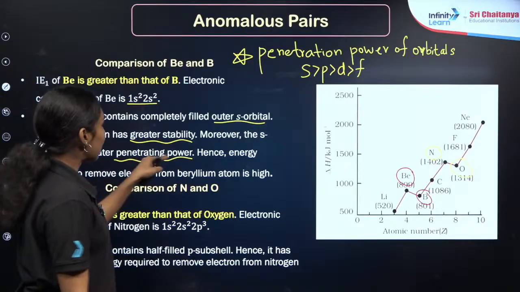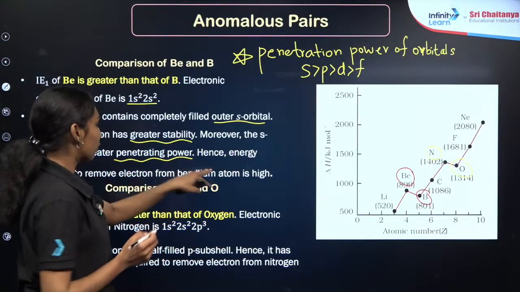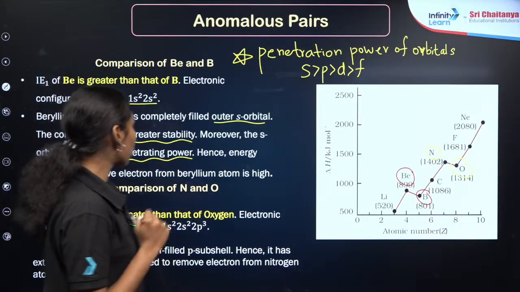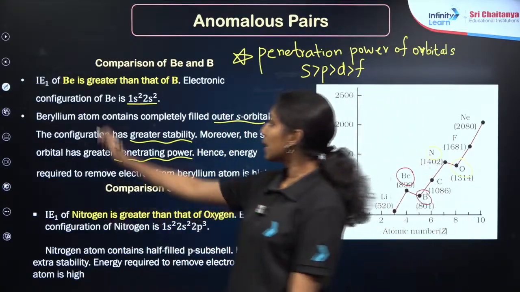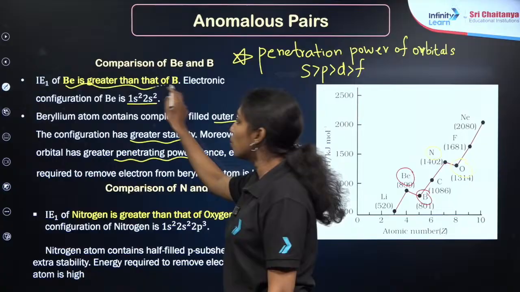Moreover, in the case of beryllium, the s orbital has greater penetrating power. Hence, the energy required to remove an electron from the beryllium atom is high. Right? Is it clear? That's why beryllium has a greater ionization energy than boron. Clear?